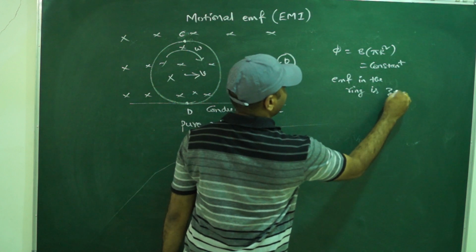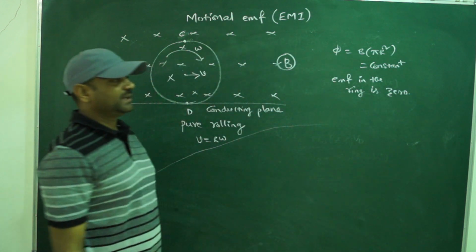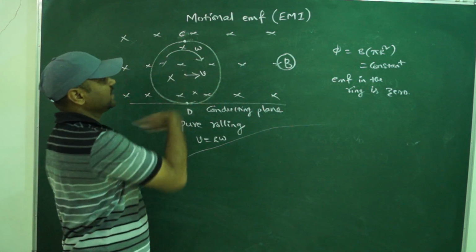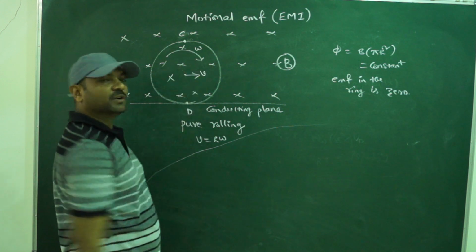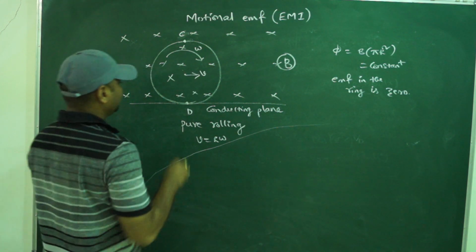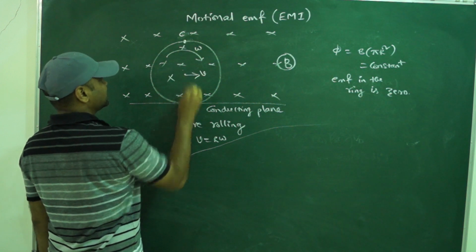EMF in the ring is 0. So the net EMF across the ring, inside the ring, will be 0. No current will be developed. But we are asking the potential or EMF across the C point and D point.